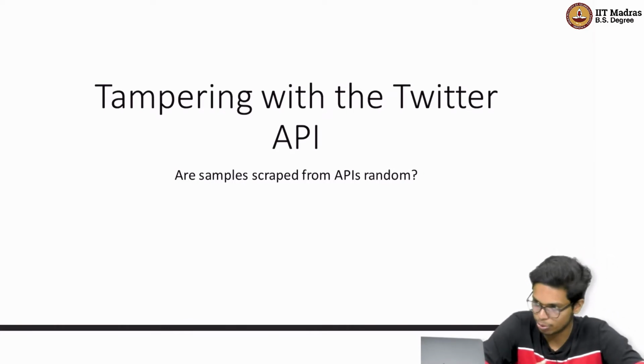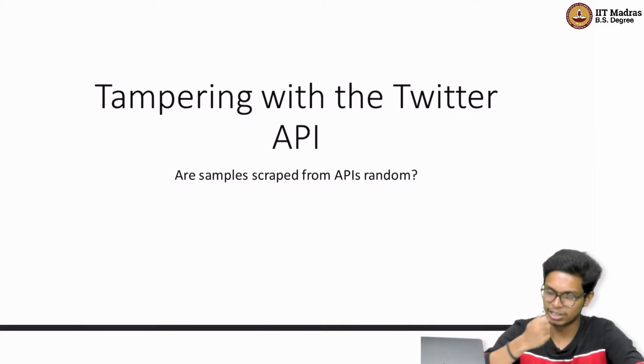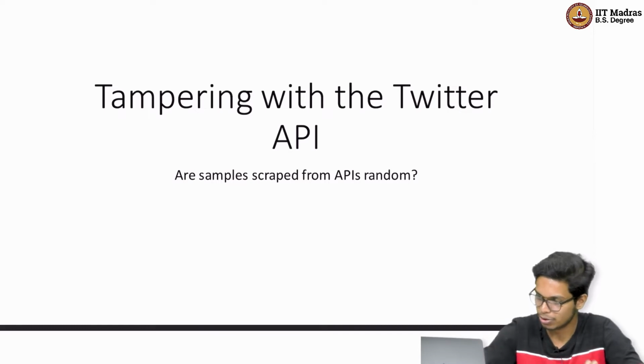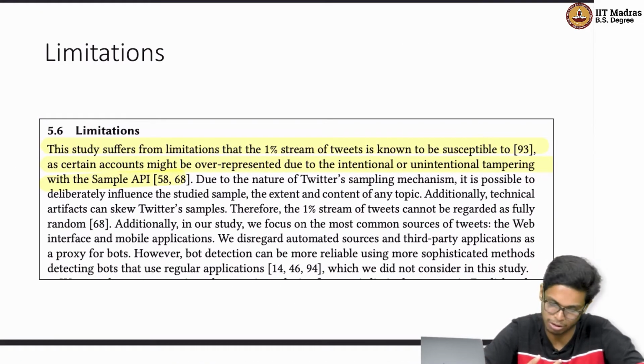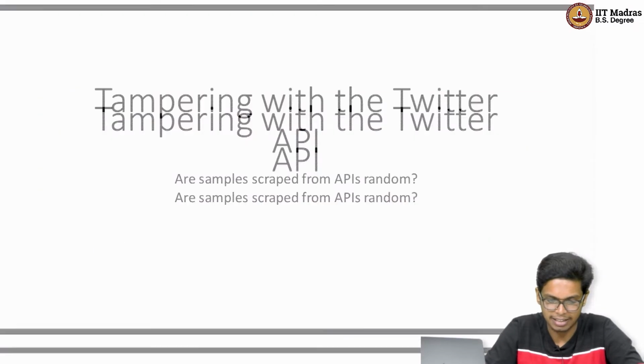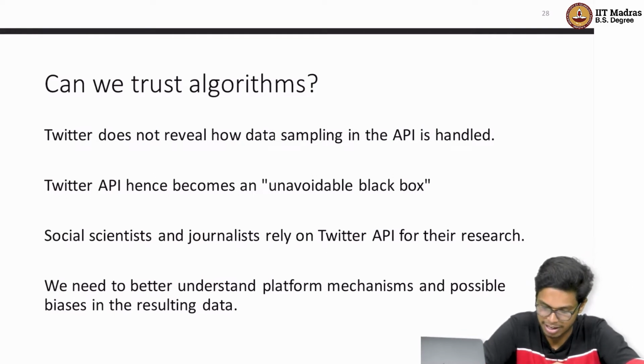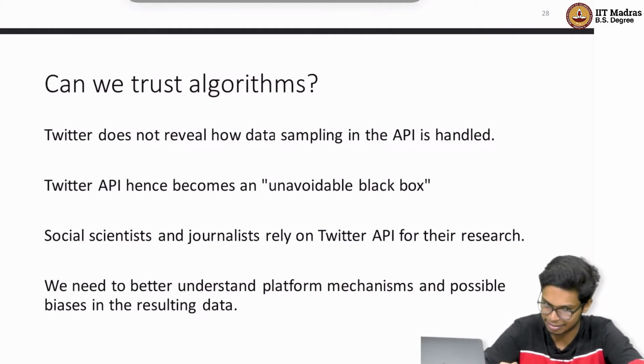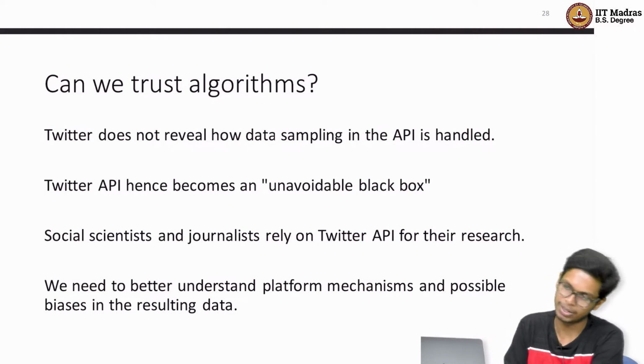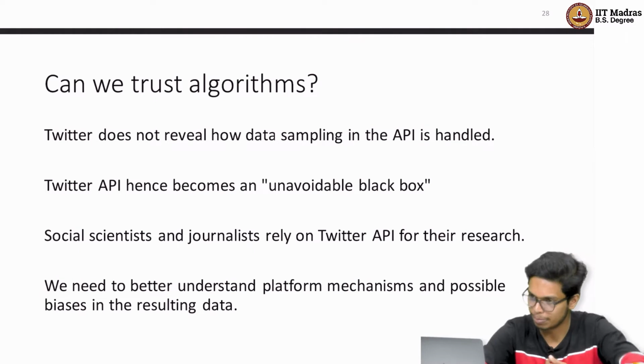of how you can tamper with the Twitter API, because Twitter claims that these samples that you scrape from the Twitter API are random, but are they even random? Because as the authors of the current study that we were looking into also mention, the major limitation of this work is that even this 1% dump of the stream of tweets is not random. It might be manipulated, it might be biased, and this again leads us to a very important philosophical sort of question, right? Can we trust these algorithms? Can we trust these platforms which do not disclose how they are sampling their tweets for us to scrape? Can we trust if a Twitter engineer says, right, they are giving us random samples of tweets, can we trust those? So in this current paper, the second part of today's session will look into exactly this. So Twitter does not reveal how data is sampled in their API, right?